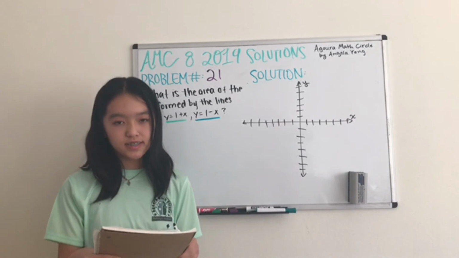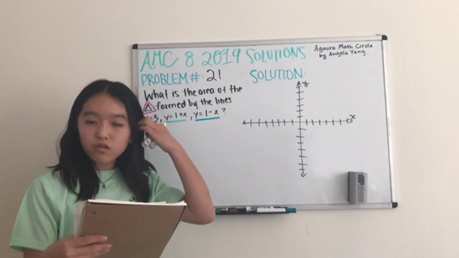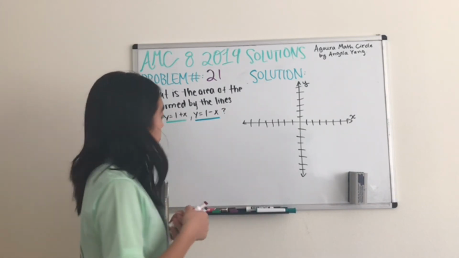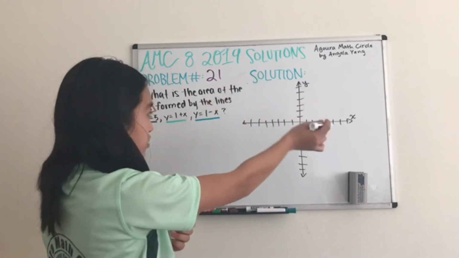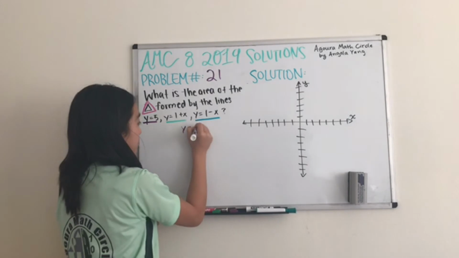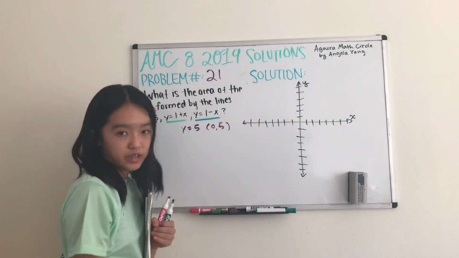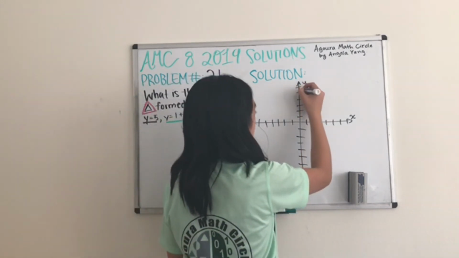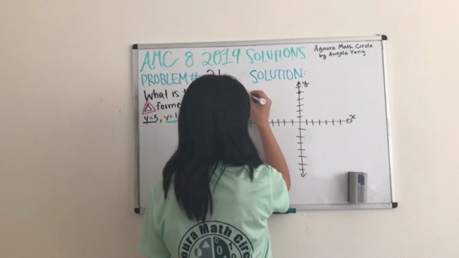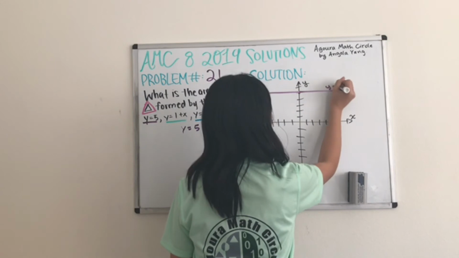Problem number 21 states, what is the area of the triangle formed by the lines y equals 5, y equals 1 plus x, and y equals 1 minus x? So in order to solve this problem, we need to just graph, because that is the easiest option at this point. So y equals 5. Our y-intercept is 0, 5, as you should know from pre-algebra. So here we can graph 0, 5, and then just draw a line straight across. So that's y equals 5.